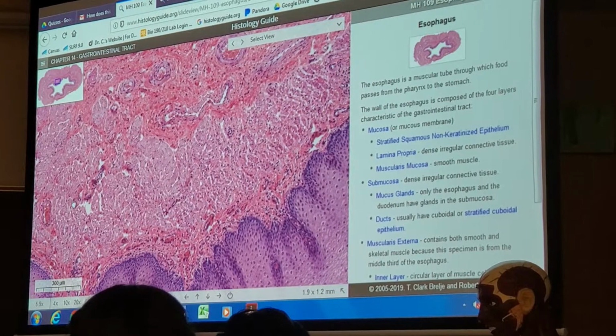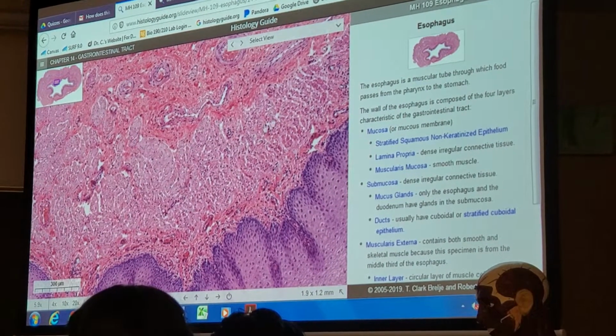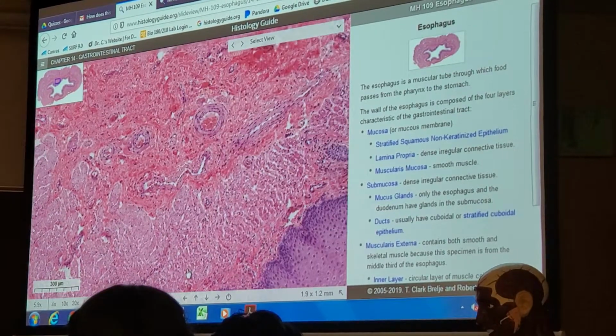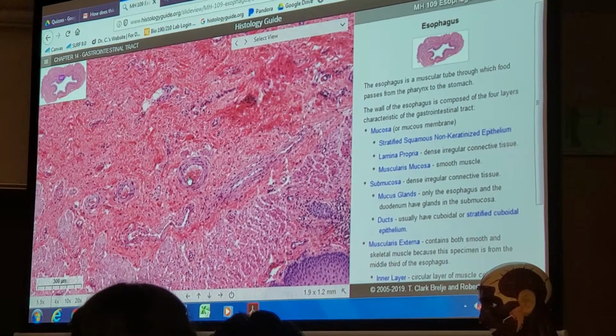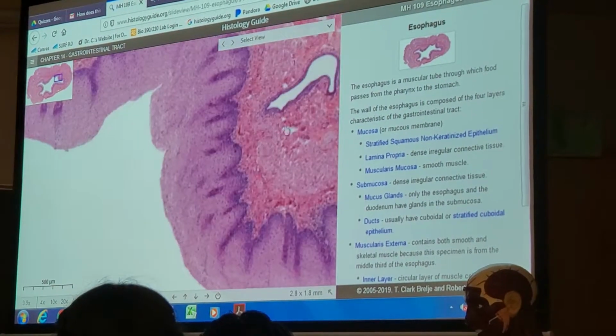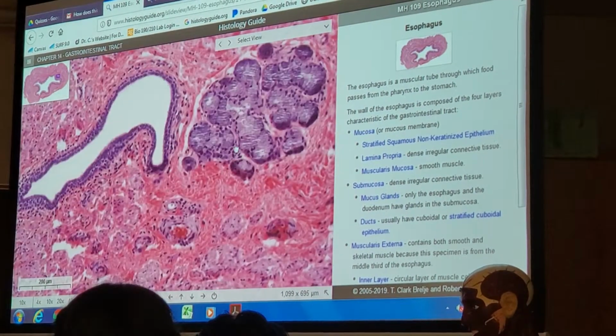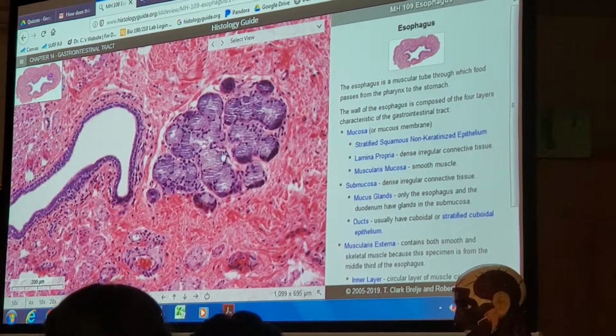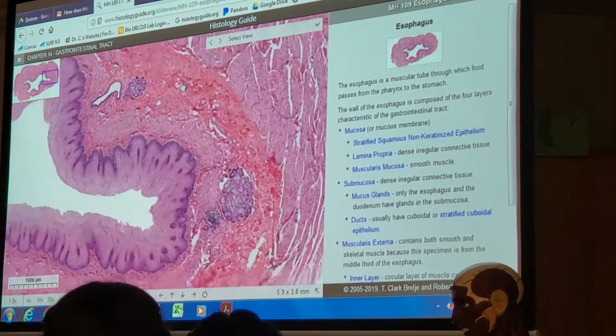and your muscularis externa, muscularis mucosa. Submucosa is here. And I'm going to zoom around so we can get to, here's a gland, submucosal gland. You can see it looks kind of glandular. I'll go to the other ones over here.